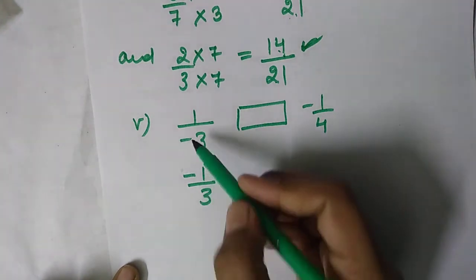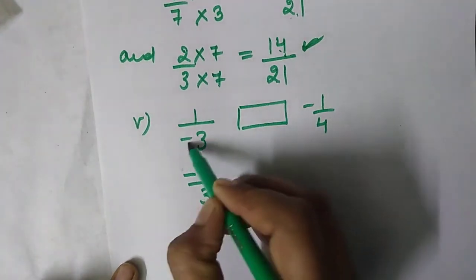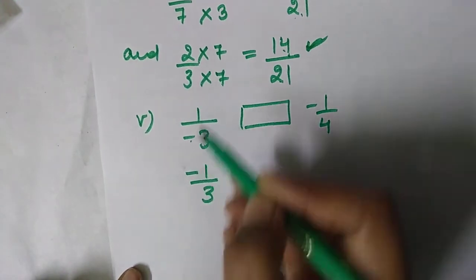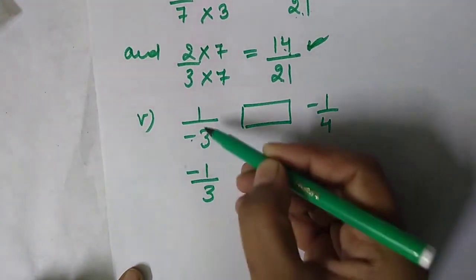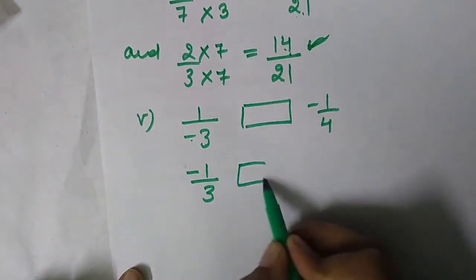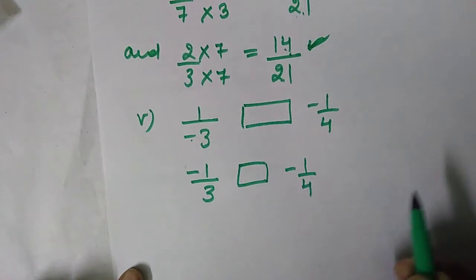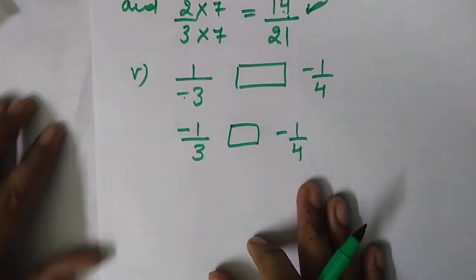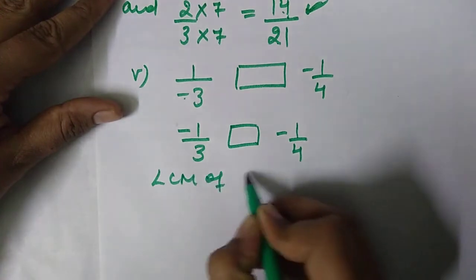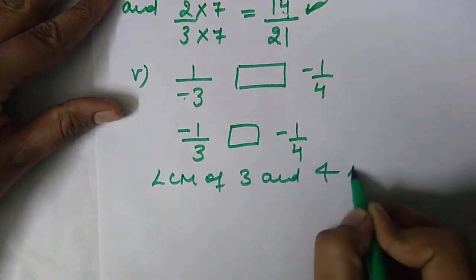Okay, so whenever the negative comes in the denominator, you can shift it to the numerator. So 1 by minus 3 is equal to minus 1 by 3, and you have to tell which number is greater. Again you have to follow the same procedure: LCM of 3 and 4.